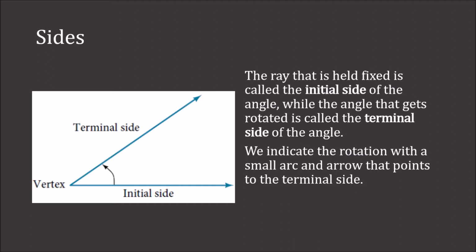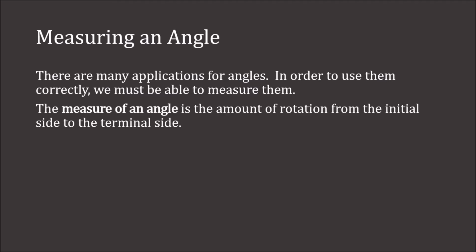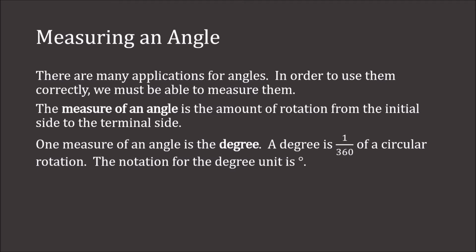Well, now we come into the problem of how do we measure an angle, right? So there are many applications for angles, and in order to use them correctly, we must be able to actually measure them. So the measure of an angle is defined to be the amount of rotation from the initial side to the terminal side. And we have two common measures. The first is known as the degree, and it is defined to be 1/360th of a circular rotation. This notation is represented here, right? So for instance, 90 degrees would be 90 degrees.